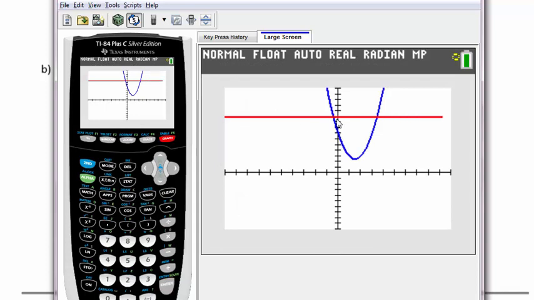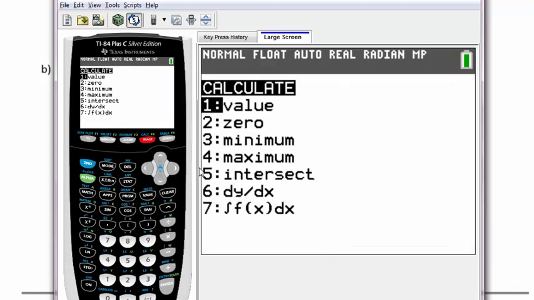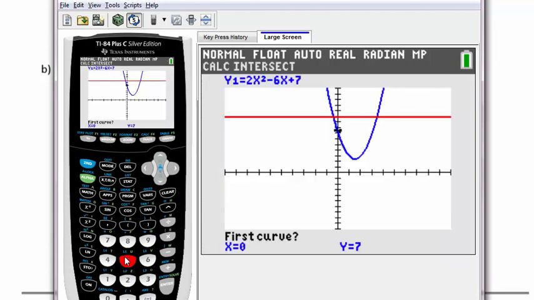Right, so we can see 2 intersection points. One of them does have a negative t value, and the other one has a positive value, so let's check those by finding the intersection of these 2 curves. Second, calculate, option 5 for intersect. First curve, second curve, just hit enter, and then go over closer to 1. The first one, hopefully it's about negative 0.44 if you round that. That looks like what we had before.